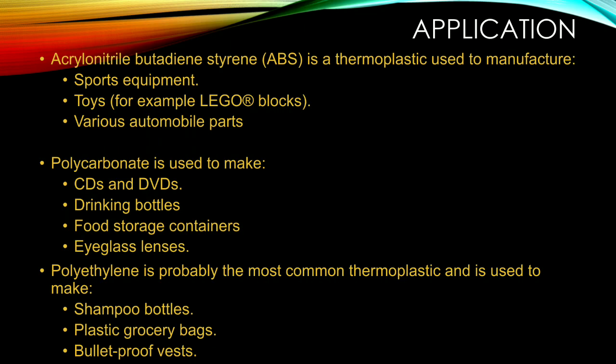Polycarbonate is an engineering material used for CDs, DVDs, though nowadays we don't see much of CDs or DVDs, drinking bottles, food storage containers, eyeglasses, and lenses. Polyethylene is the most commonly used thermoplastic: shampoo bottles, plastic grocery bags, bulletproof vests. Polyethylene is a family in which we have high density polyethylene, low density polyethylene, linear low density polyethylene, and ultra high molecular weight polyethylene.